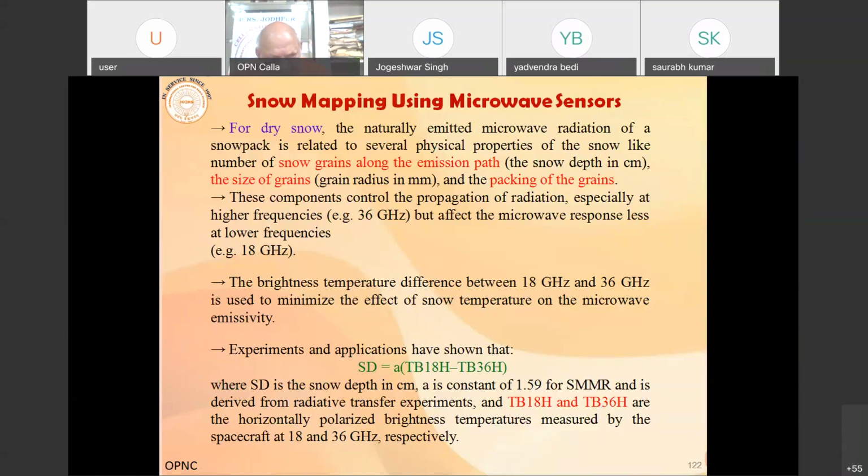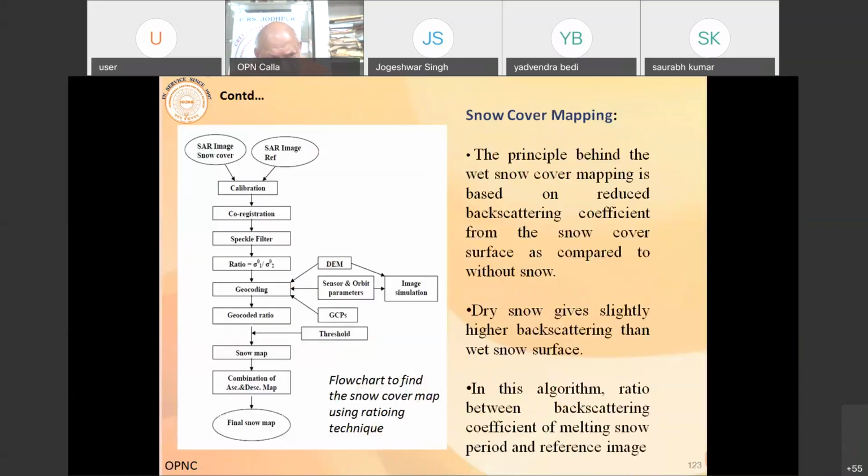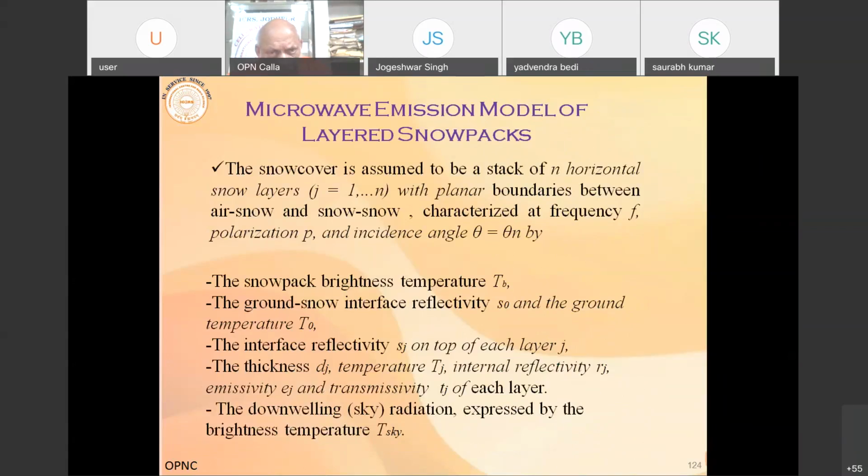Whereas if you don't have this frequency data, then in this case there is a flow chart to find the snow cover gap using the ratioing technique. And then here is snow cover mapping, as I already told you. You can get the depth, then you can eliminate the snow cover gap. I'll go a little fast now. Then the microwave emission model.